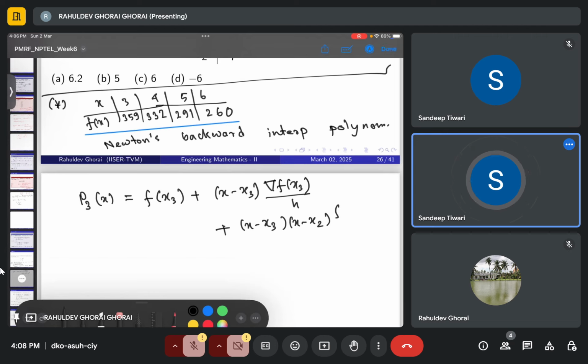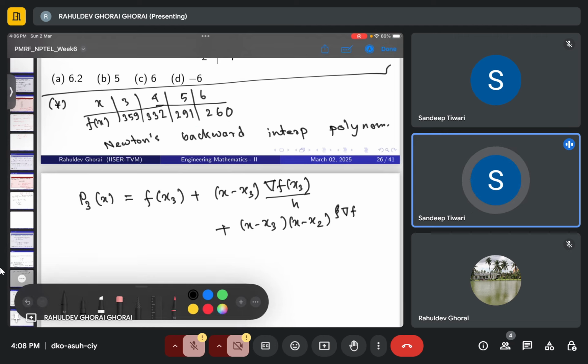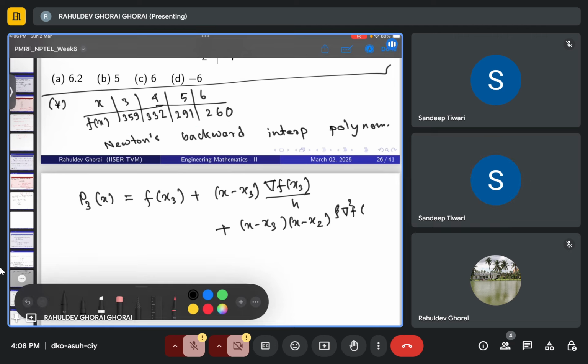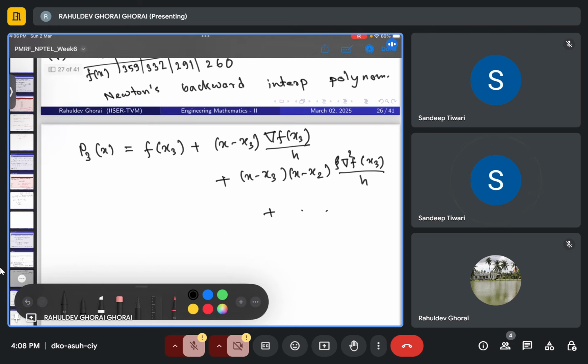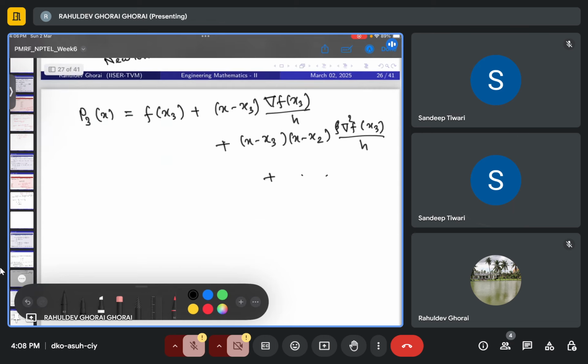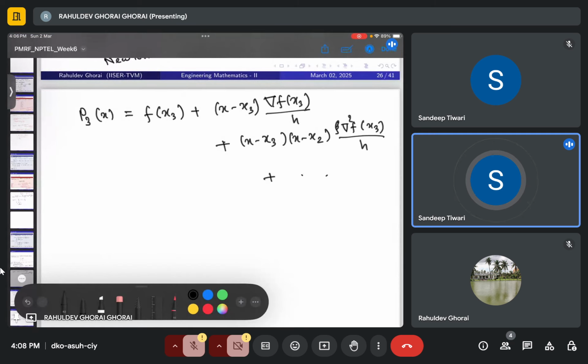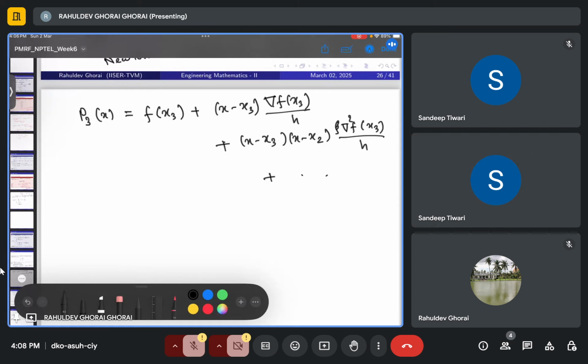Divided by factorial 2h square, del 2 f of x3, the same f of x3, and the other one also the same, x minus x3, x minus x2, x minus x1. So it is 2 factorial h square, and that will be 3 factorial h cube.